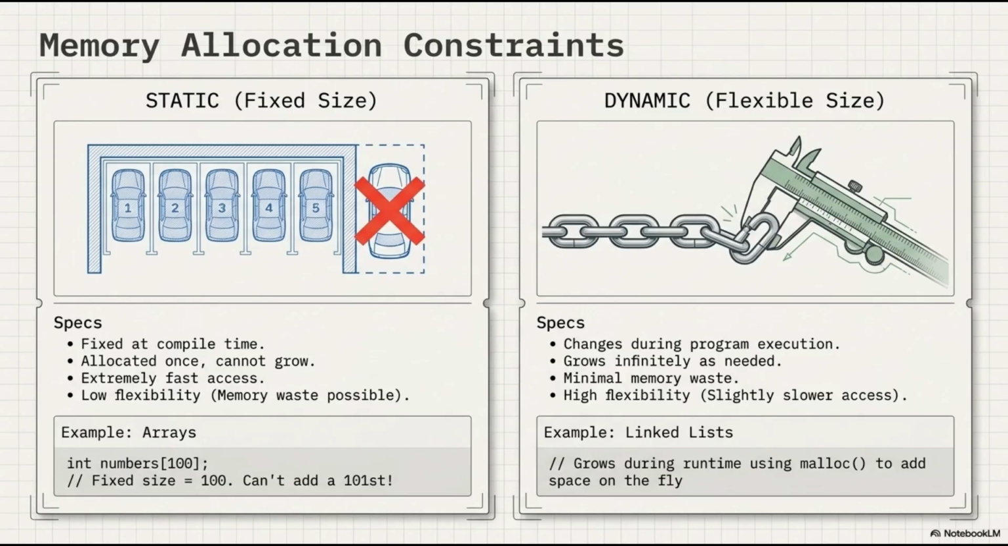But right before you pick a tool, you really have to understand the vital trade-off in memory allocation. On one hand, you have static memory. This is fixed in size at compile time, exactly like a parking lot with a set number of painted spaces. It's incredibly fast, but super inflexible. On the other hand, dynamic memory grows infinitely as needed. It changes flexibly, like adding links to a metal chain during execution. That reduces memory waste, but it can be slightly slower to access.